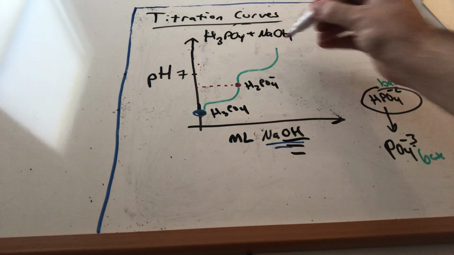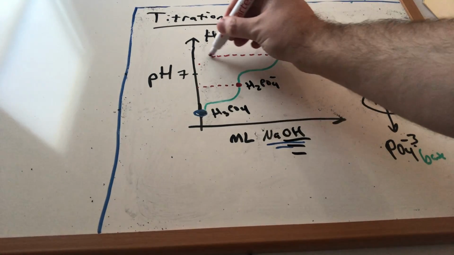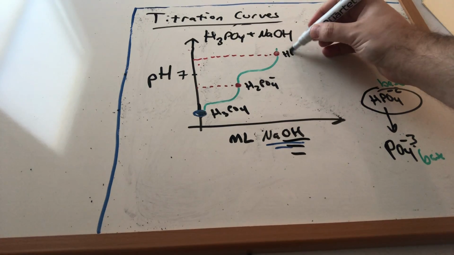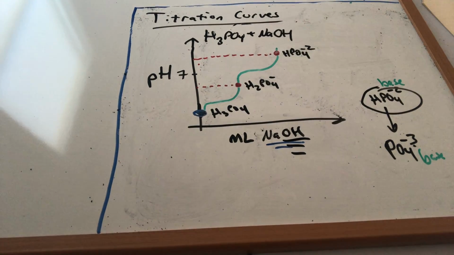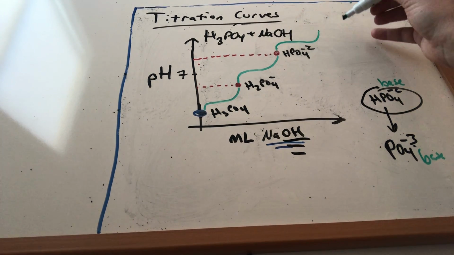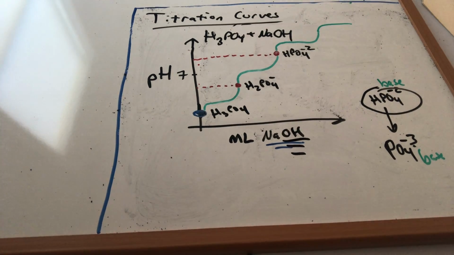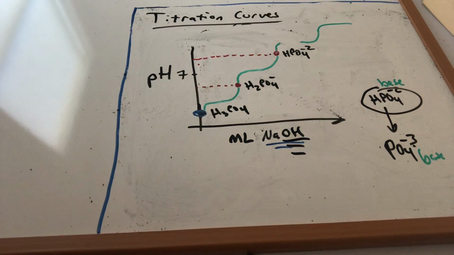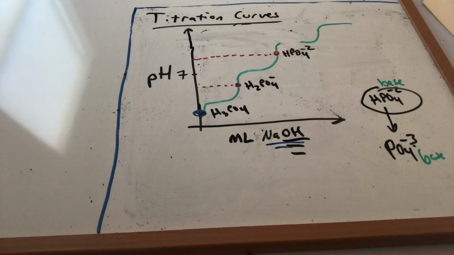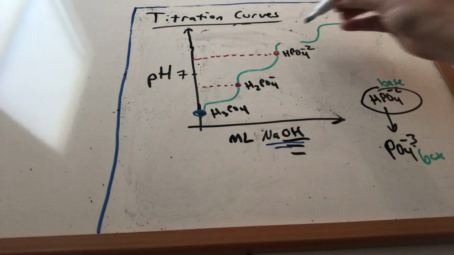And this vertical region right here corresponds with making pure HPO4 2 minus. And then what are we going to get? I'm running out of room. More NaOH. And we're going to get another vertical region. And then we're going to get a flattening again. And what does this vertical region correspond to here? The making of pure PO4 3 minus.